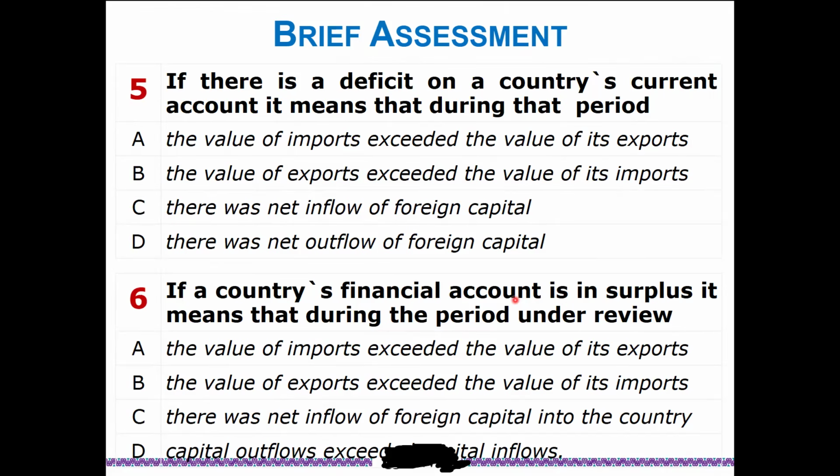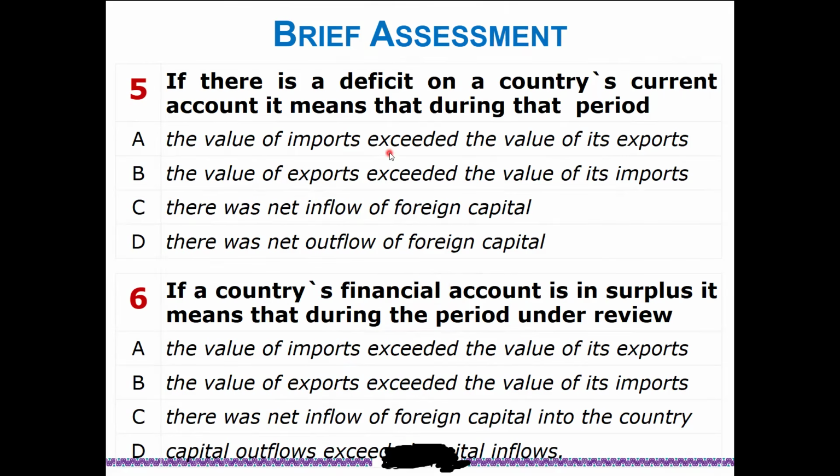So if now you are asked, what are they saying here? If a country's financial account is in a surplus, it means that during that period under review. So the options that you must look at here are the ones that have inflows and outflows. So these two, they are out, right? They're already out because for the financial account, we do not include any exports and imports, like the sales of goods and services. No. Here is just the direct investment as well as portfolio investment, right?